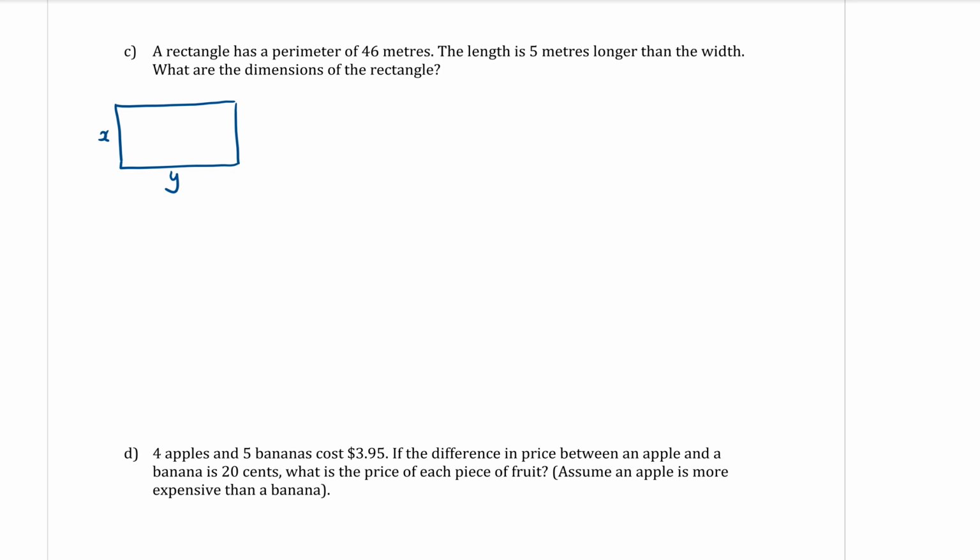So the first bit of information that I'm given is that the perimeter is 46 meters. So the perimeter of that shape would have 2 x's and 2 y's to go around it, and that would be equal to 46. The second bit of information is that the length is 5 meters longer than the width. So my length is the y, it's the longer one, right? So that means y is equal to x plus 5. I need to add 5 onto that x to make it the same as the y.